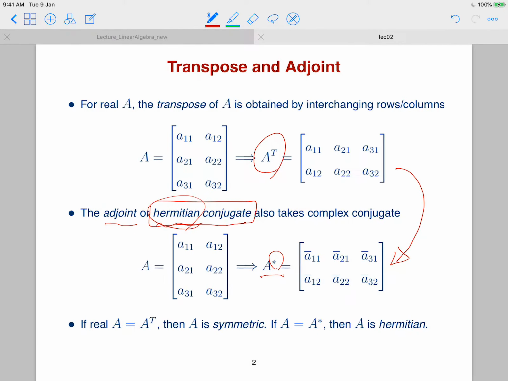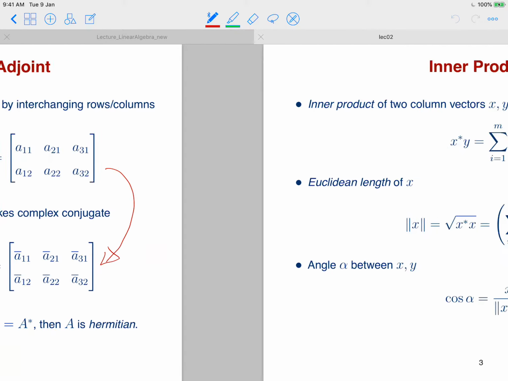And they have some analogy where in the real-world case, if A transpose is used, then almost all the properties or formulas involving this A transpose should be changed into a Hermitian.